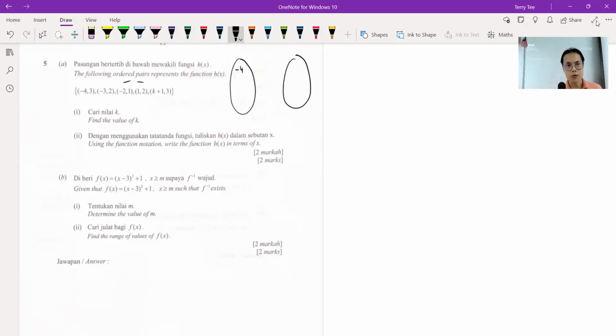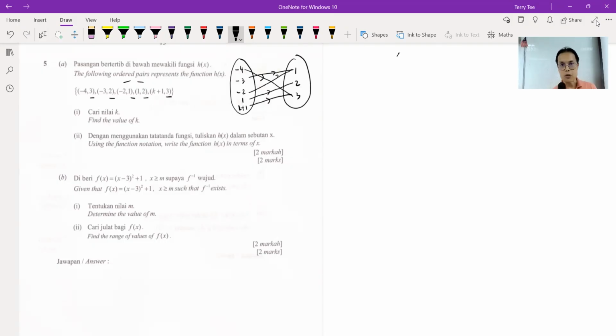Minus 4, you have -3, you have -2, 1, and the last one is k plus 1. So for -4, you can see your y value is 3, 2, 1, 2, 3. So it's basically 1, 2, 3. -4 and k plus 1 map onto the same image, which is 3. -3 and -2 map onto the same image, which is 1, right? And 1 is mapped onto 2. So again, if you draw like this, it's still a bit hard to see.